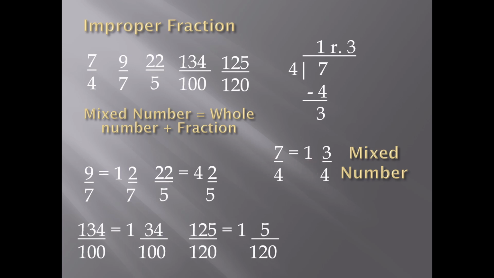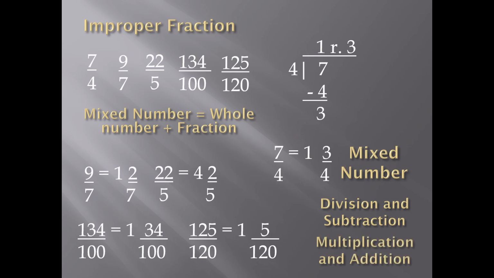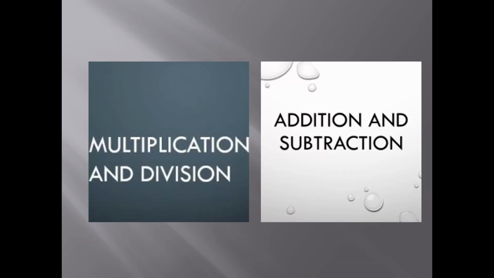As you can notice, we use division and subtraction to get from improper fraction to the mixed number, while for mixed number to improper fraction, we use multiplication and addition. If you were confused on what I did earlier, you can check out my previous videos about multiplication and division as well as addition and subtraction on how to do all of these operations for different numbers.